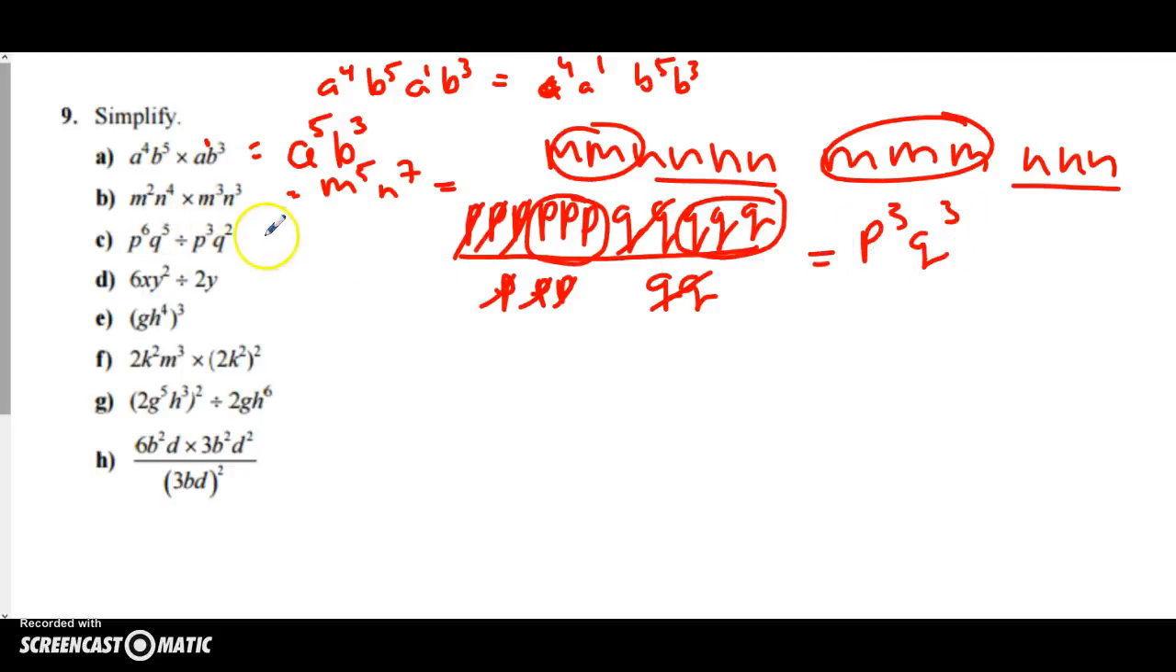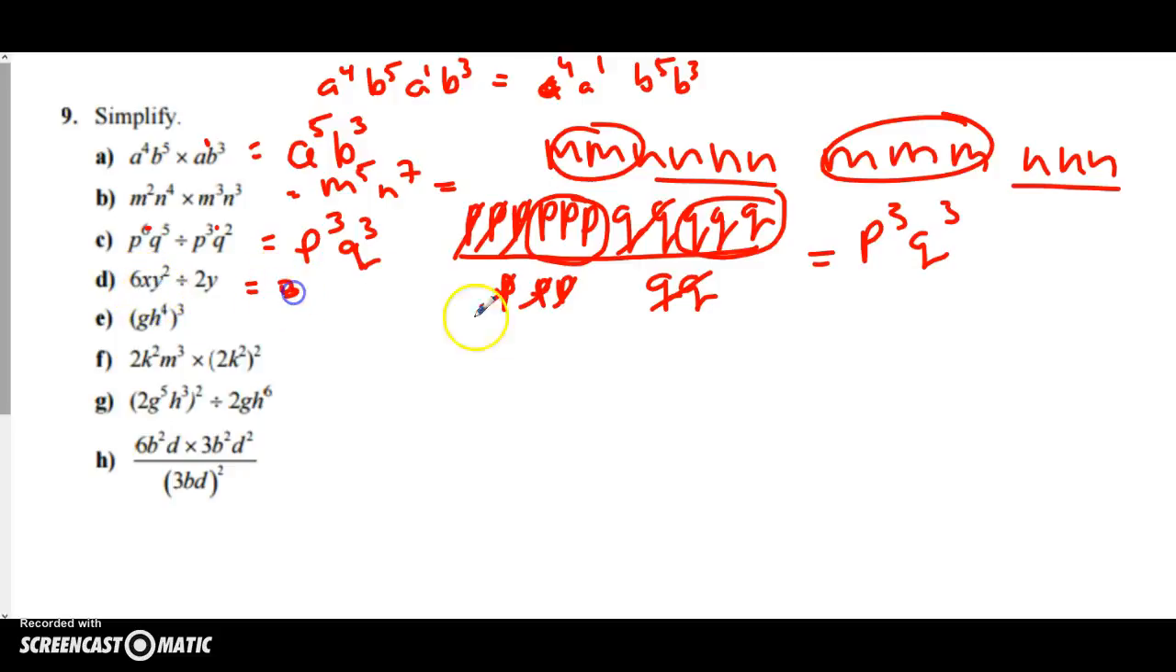Now, you don't have to do that. You can just look at it and say the rules state that when you divide, you subtract the exponents. 6 minus 3 is 3. 5 minus 2 is also 3. Okay. When you have a coefficient in front, just divide them the way you would normally divide. So 6 divided by 2 is 3.